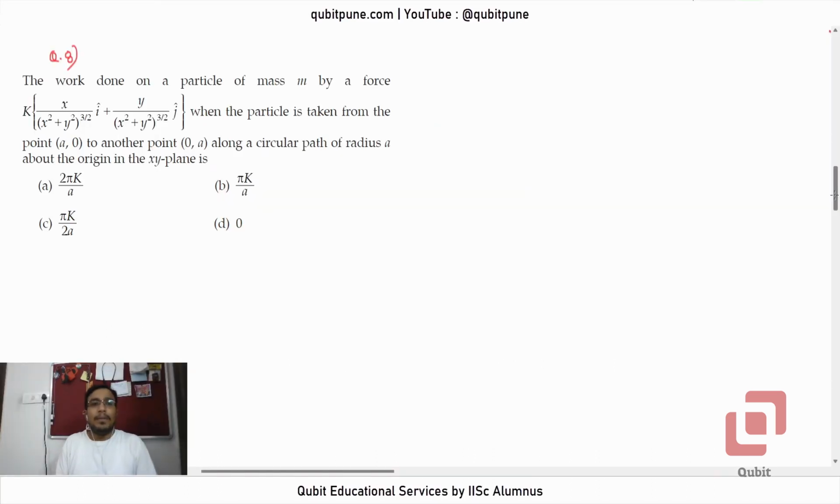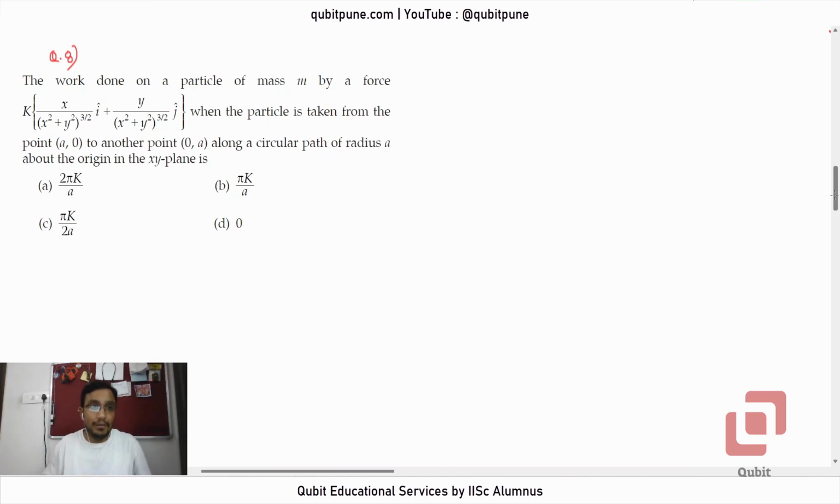The work done on a particle of mass m by a force k times x upon (x squared plus y squared) raised to 3 by 2 i cap plus y upon (x squared plus y squared) raised to 3 by 2 j cap, when the particle is taken from point (a, 0) to another point (0, a) along a circular path of radius a about the origin in the xy plane, is 2 pi k by a, pi k by a, pi k by 2a, and 0.